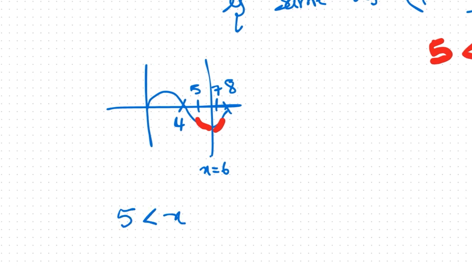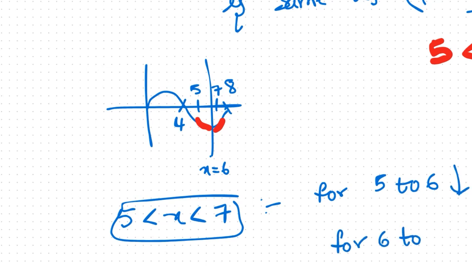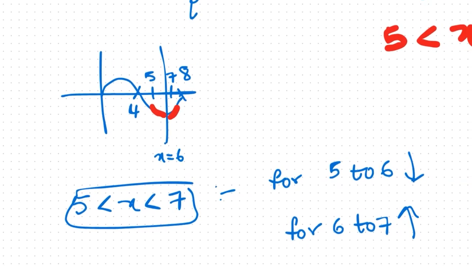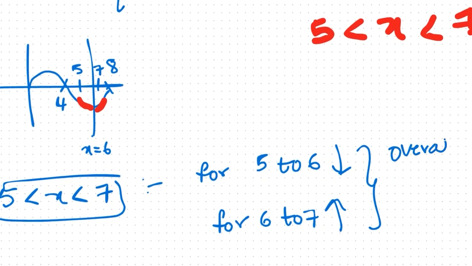So when we talk about 5 to 7, we say that 5 to 6 is decreasing, 6 to 7 is increasing, and overall the concavity is up. Concave up. So up means U shape. Simple, right? So the nature of function means two things: whether it is increasing or decreasing, and concavity. That's it. Only two things.